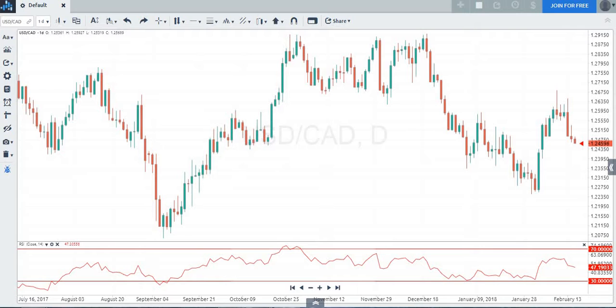And the way it does that is it has these two lines. This line here is the overbought line. Overbought just means that all the buyers that are going to be buying this currency pair have already purchased it when the currency pair hits this line. So you can expect to start seeing the price dropping sometime after that.